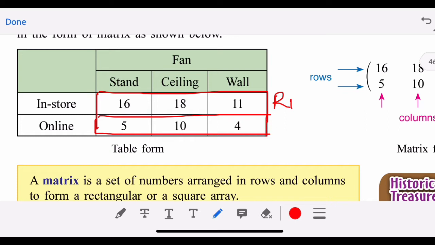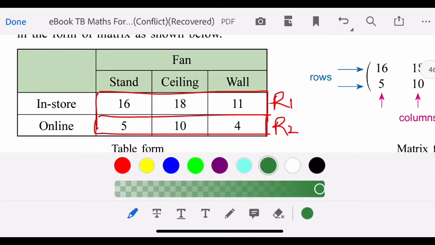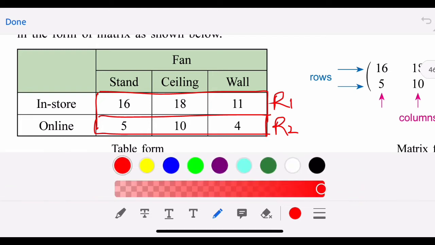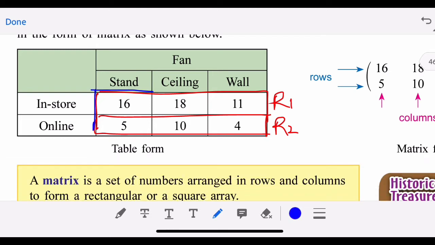We just focus on the data. We have 2 rows, right? Row 1 and row 2. And then for the columns, we have how many columns? Let's see. This is called column 1. Okay, this is column 2. This is column 3, right?